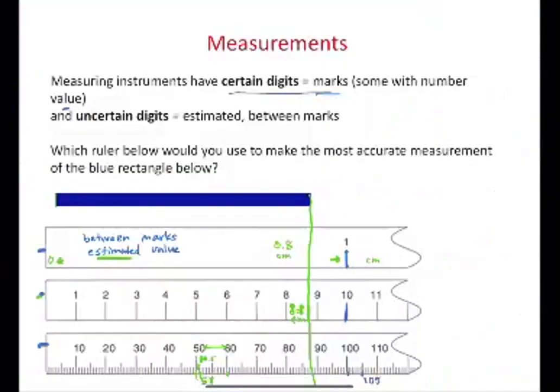That is between the marks, and that's called the uncertain digit. It's estimated and it's between the marks. So all of these were measured, and this would be 50.5, and this, that green line, I've got 86, 87, 88, maybe 0.5 centimeters. All of these measure to the same 0.1 centimeters. That's 1 decimal place out, 1 place to the right of the decimal, and so that's the tenths place.